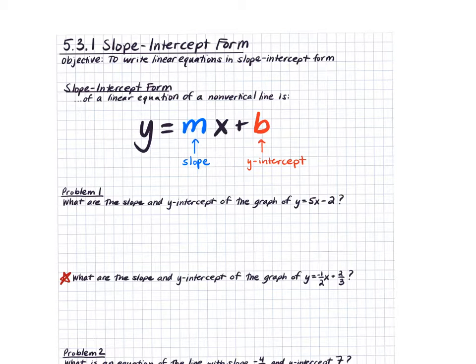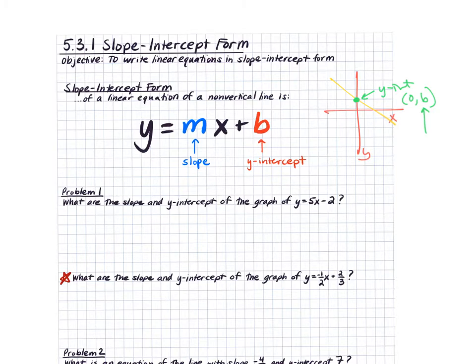So that's where it crosses the y-axis on the graph. You have a y-axis and an x-axis. Wherever the line crosses the y-axis is the y-intercept. So that's where x equals 0, and that number is b. It's your y-coordinate when x is 0.